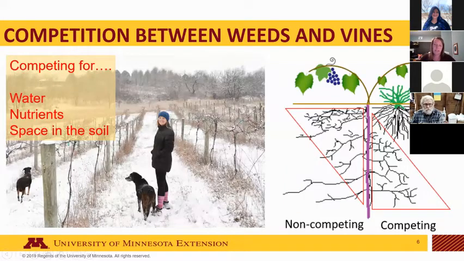When I say that weeds compete with grapevines, they're competing for a few different things. The first is that they're competing below ground for water. Second, they're competing with the grapevines for nutrients, again, in the soil. And third, they're just basically competing for space in the soil. So in order to take up water and to take up nutrients, those roots need to be able to actually have space in the soil.